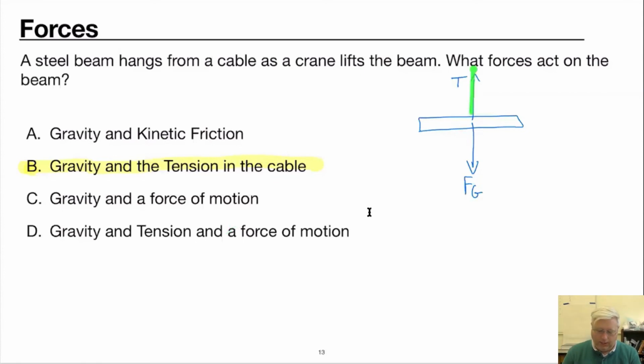Okay, so the crane is lifting it with the cable. There's tension in the cable. Well, that tension, that cable is what's doing the lifting. Okay, so we gotta be careful about how we define what actually is a force, so that we can identify what the forces acting on an object are.